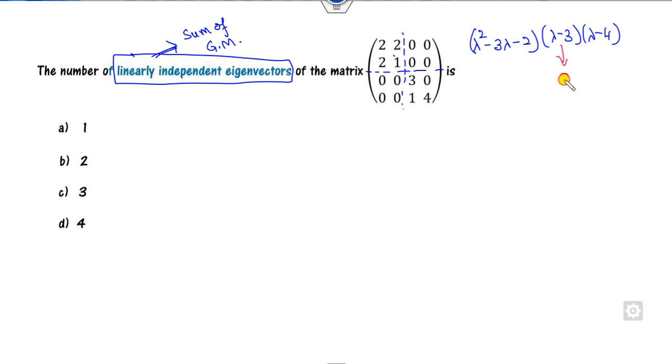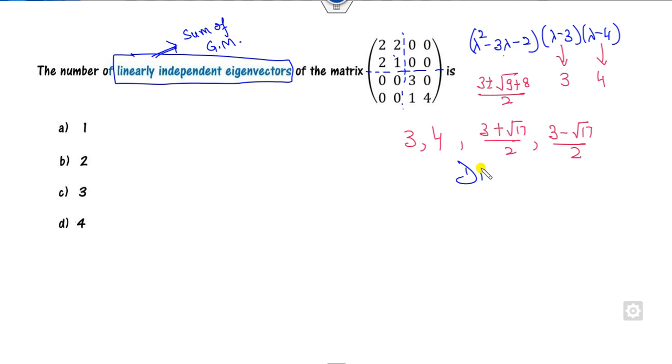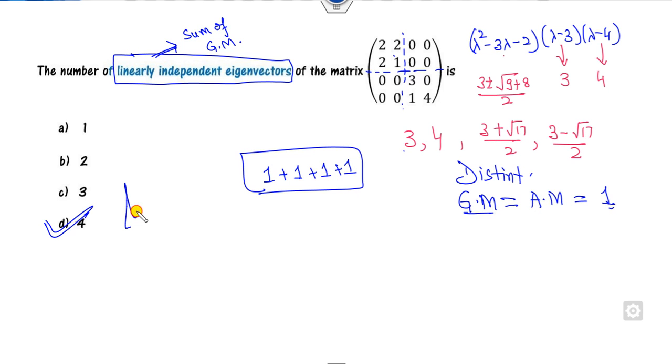So corresponding to this eigenvalue is 3, corresponding to this eigenvalue 4. You can't factor them, so I can write this as 9 plus 8 by 2. So it's (3 plus root 17) by 2, (3 minus root 17) by 2, and the other eigenvalues are here. So they are distinct eigenvalues. Once it is a distinct eigenvalue, algebraic multiplicity and geometric multiplicity are the same. It is 1. So what is the sum of the geometric multiplicity? Corresponding to each eigenvalue, geometric multiplicity is 1. So the right answer is 1 plus 1 plus 1 plus 1. That is 4 is the right answer.